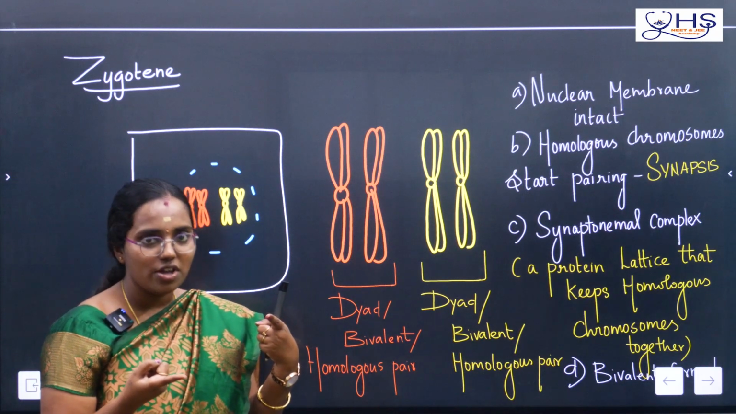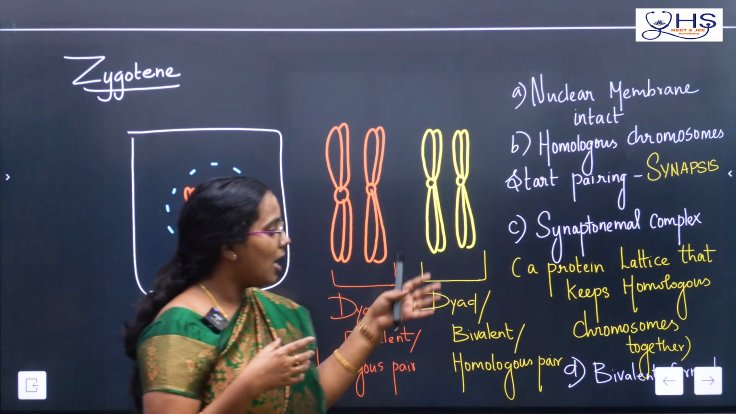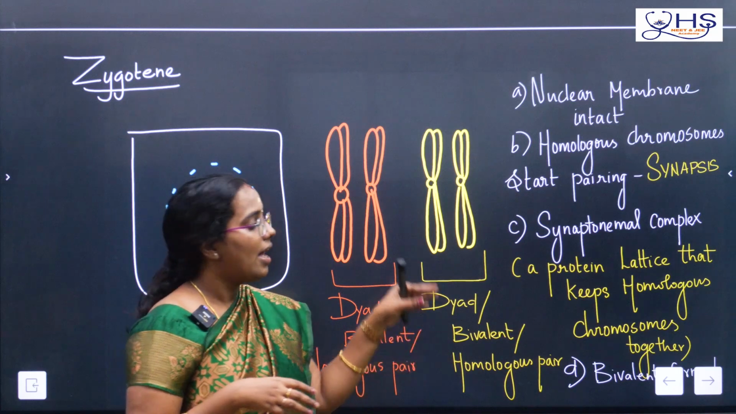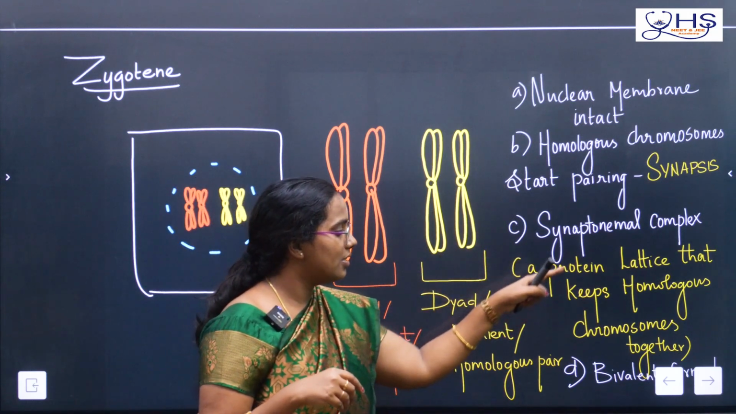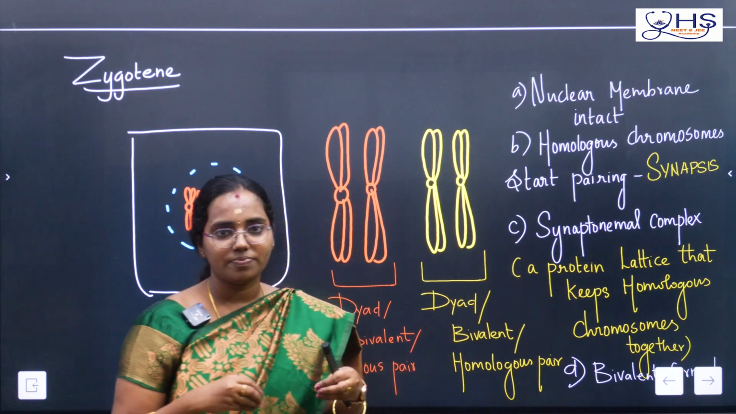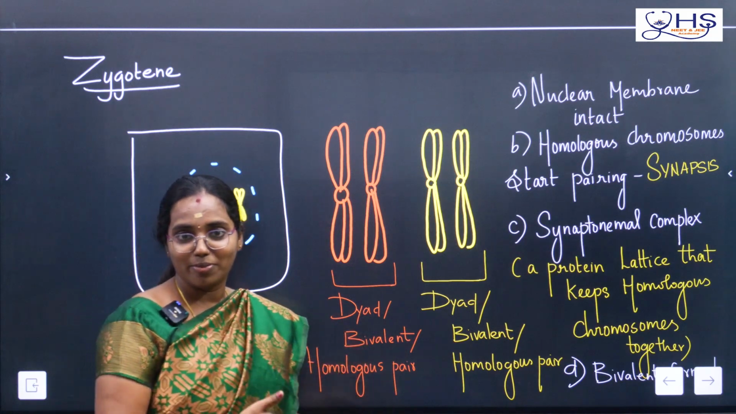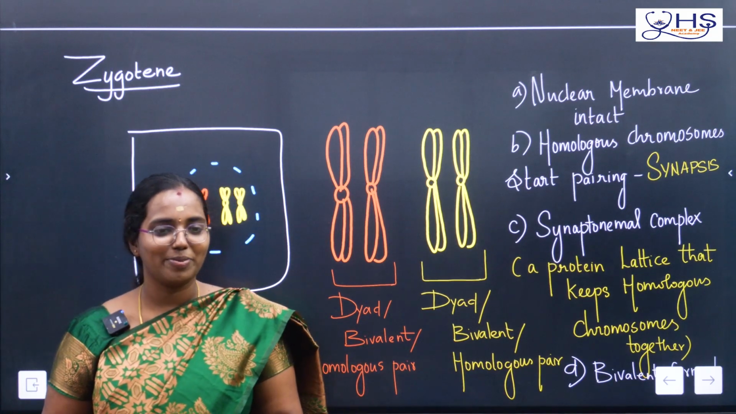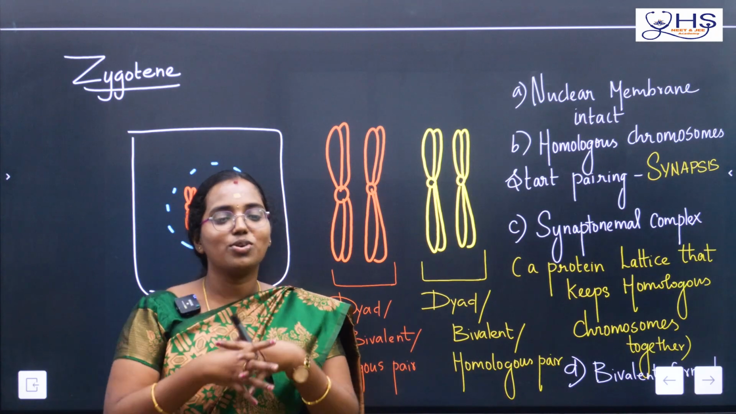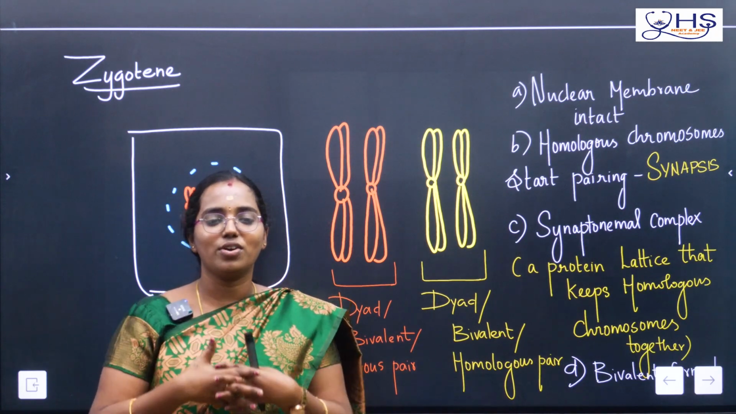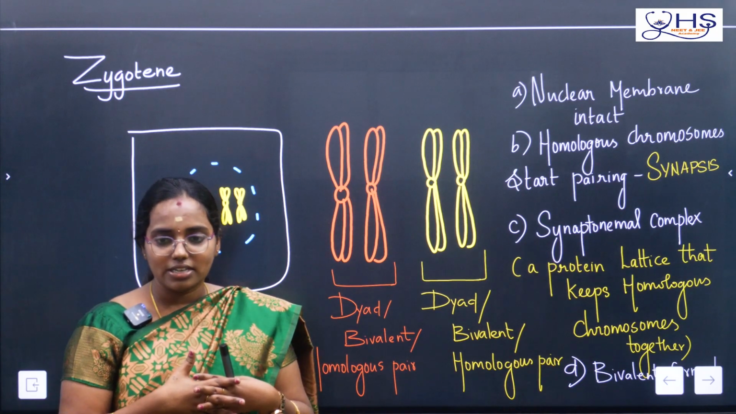Non-sister chromatids of homologous chromosomes. So what is that exactly? A protein. A protein lattice, lattice means the arrangement, okay, a protein lattice that keeps homologous chromosomes together. Maybe Preetha Shri told a lie, that she likes you so much and you like her so much. But that lie is going to keep them together, okay. That is called synaptonemal complex. Understood? What is synaptonemal complex?